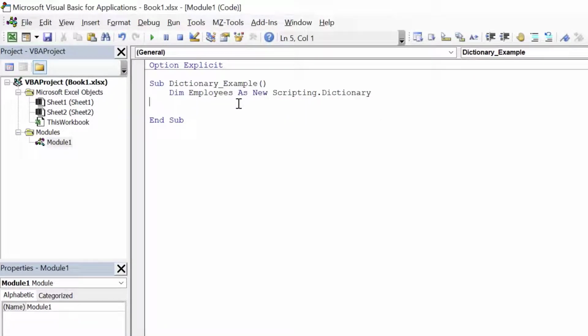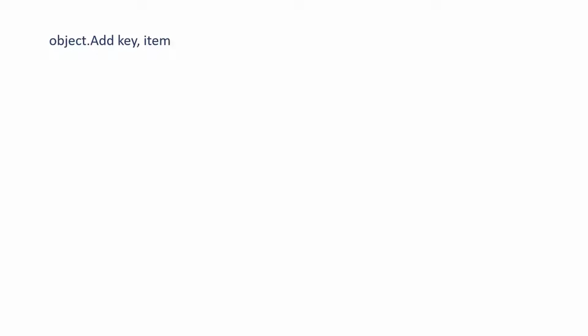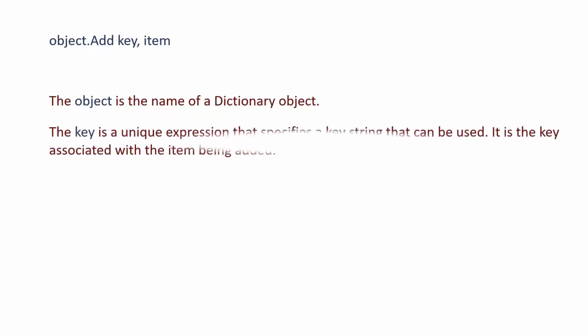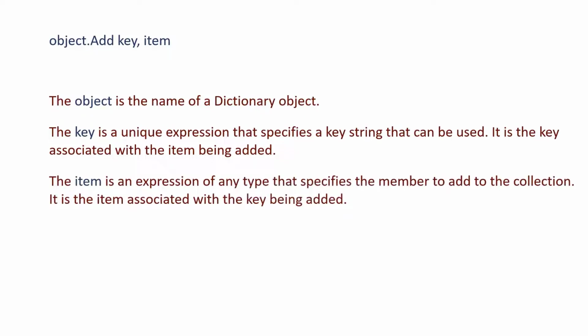Now let's go ahead and add items to the dictionary. But before we do that, let's understand the syntax to add an item. The syntax is object.add key, item. The object is the name of a dictionary object. For example, here we have employees. The key is a unique expression that specifies a key string that can be used. It is the key associated with the item being added. An item is an expression of any type that specifies the member to add to the collection. It is the item associated with the key being added.